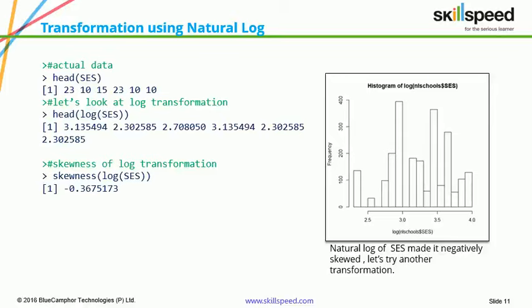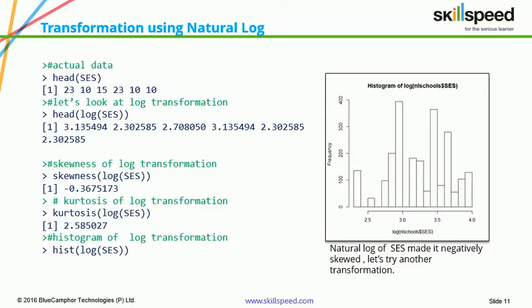Now let's look at the skewness of this log transformation. It is negative, minus 0.3675, which means the data has now become left or negatively skewed. Let's look at the kurtosis. It is 2.58, so it is still not really near 3. Let's look at the histogram of this log transformation. We can confirm that it is indeed negatively skewed data now after this transformation. Also, it does not appear at all like normal or symmetric data.